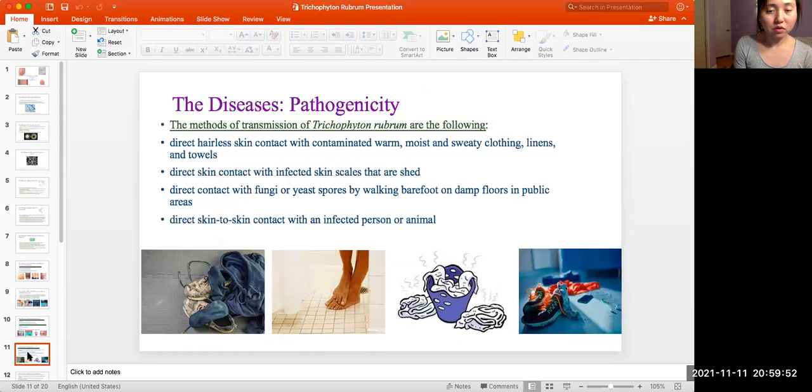The modes of transmission of Trichophyton rubrum are the following: direct hairless skin contact will contaminate warm, moist, and sweaty clothing, linen, and towels, or direct skin contact with affected skin scales that are shed, or direct contact with fungi or yeast spores when walking barefoot on damp floors in public areas, or direct skin-to-skin contact with an infected person or an animal.